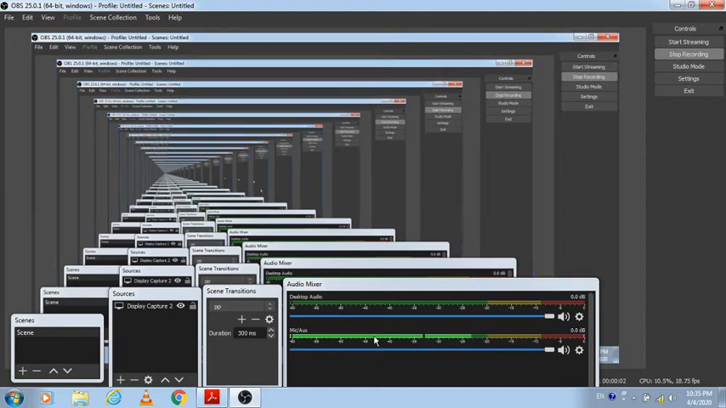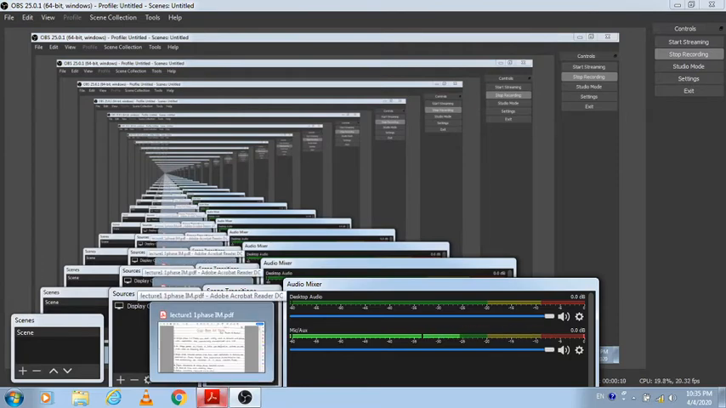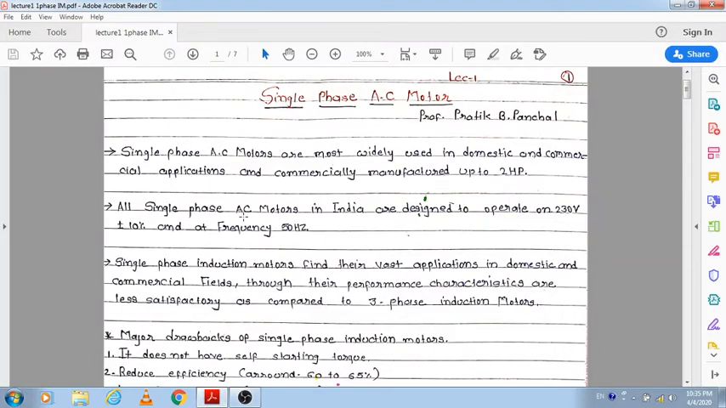Hello students, today we have to discuss the single phase induction motor. In this lecture we have to learn about the single phase AC motor. In our daily routine life, we use the single phase induction motor. So how does it work, what are the different characteristics, and what is the classification of this induction motor? That we will see in this lecture, and we will understand how it works.